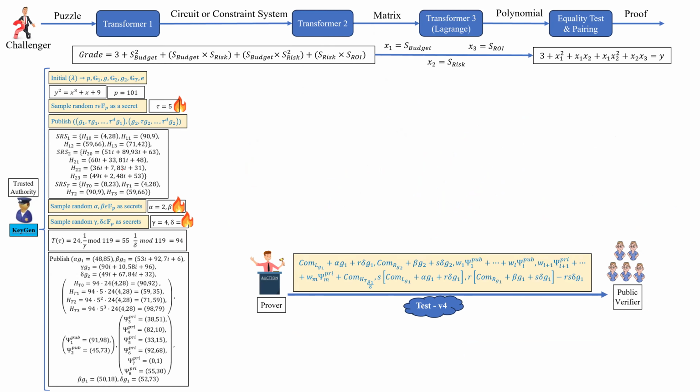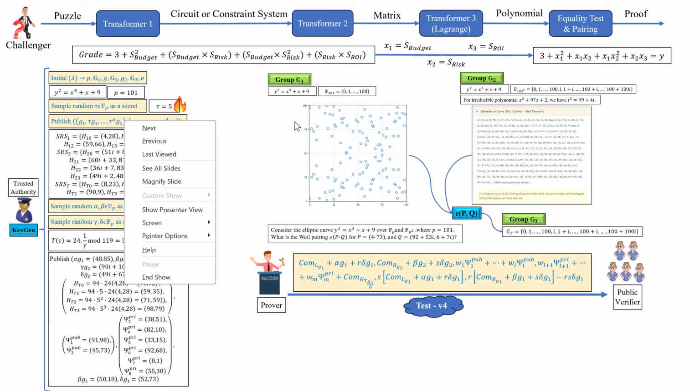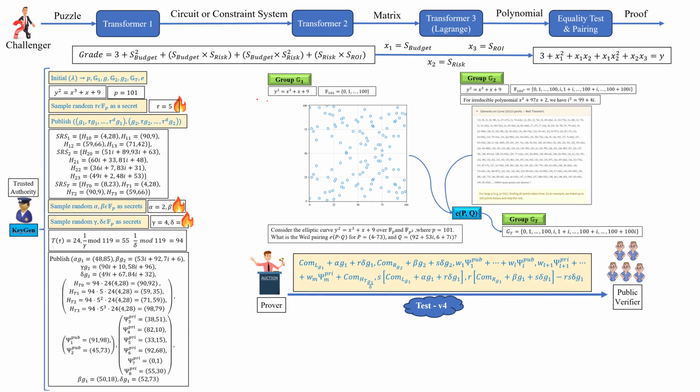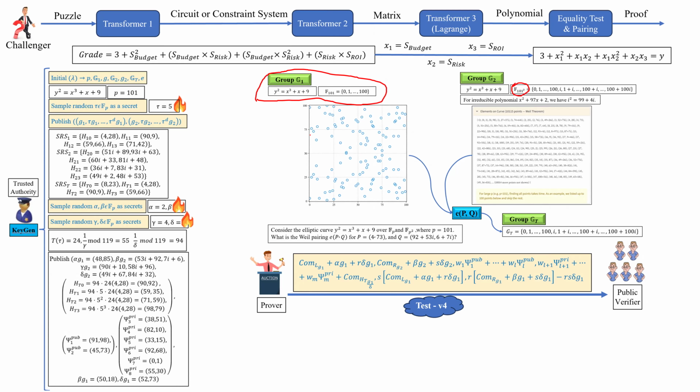Okay, so you remember that for our manual computation, we used two groups, right? Group G1 and group G2. And both of them are generated from the elliptic curve y to the power of 2 equals x to the power of 3 plus x plus 9. So the first group was generated over the finite field F sub 101, and the second group was generated over the extended field, right?